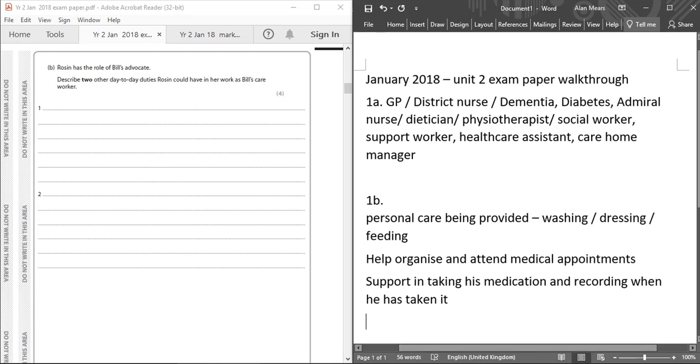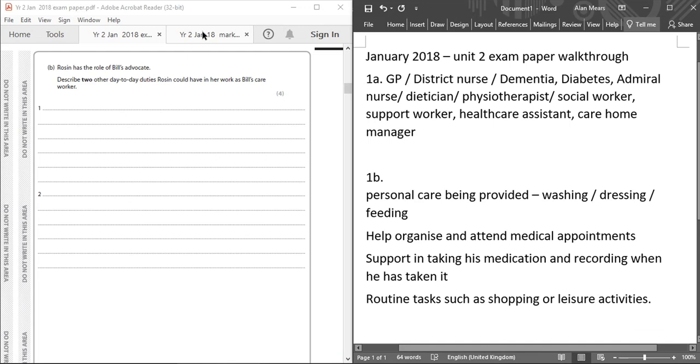She may help with routine tasks such as shopping or leisure activities. So again, this might be part of Rasheen's role. Again, we only really need 2 of these and we can expand on them. But let's take a look at what the mark scheme had to say.